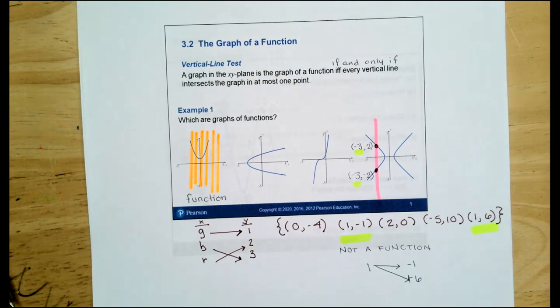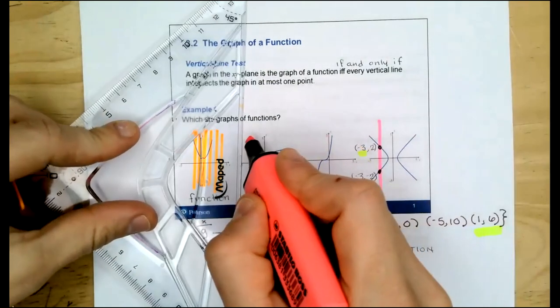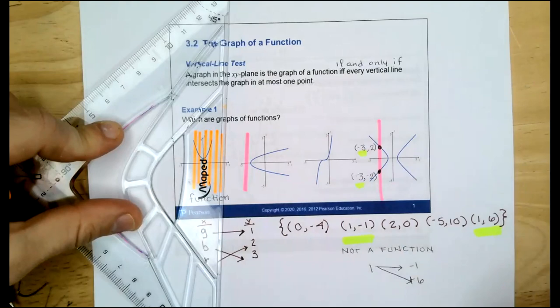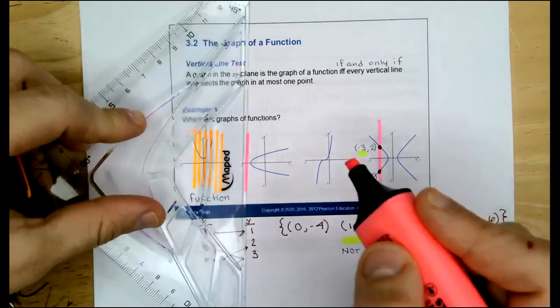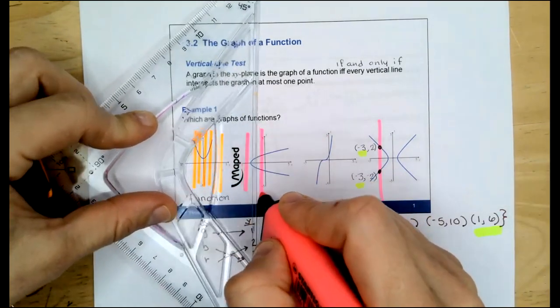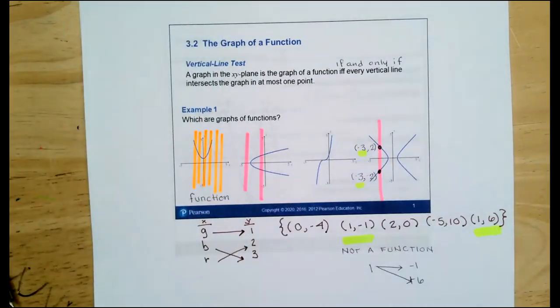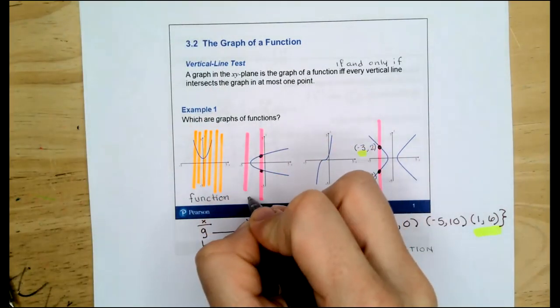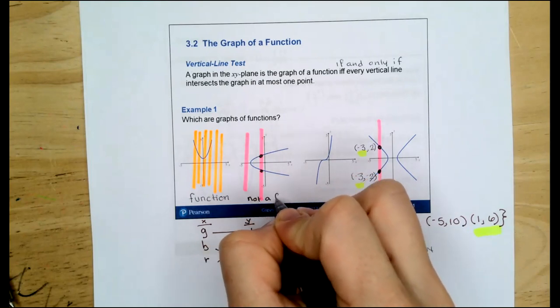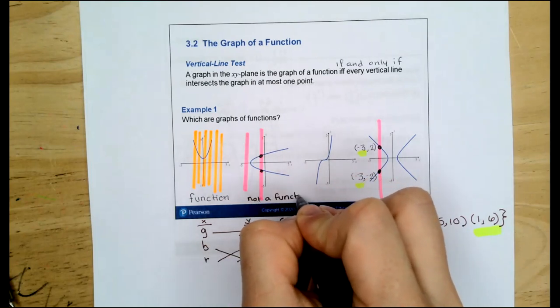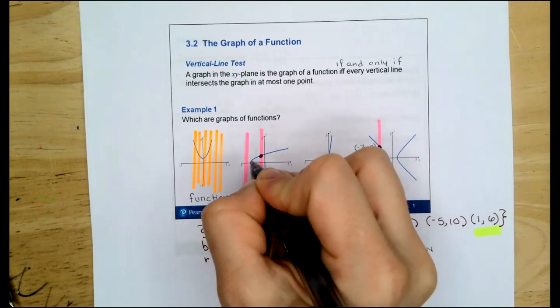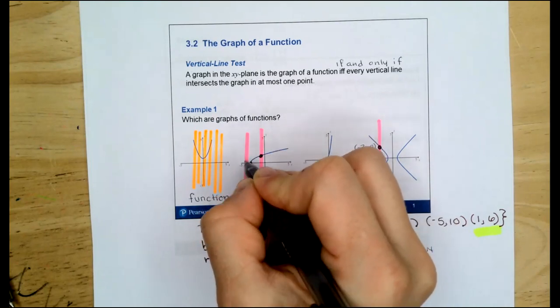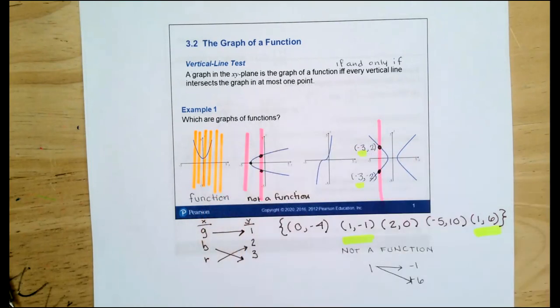Okay? Then, here it touches nowhere, which is fine. That means it's still a function. But as soon as I find a place where it touches in 2 spots, it is not a function. Here it touches in 1 spot. Here it touches in no spots, but as soon as you have one place where it touches in 2 spots or more than 1 spot, it is not a function.